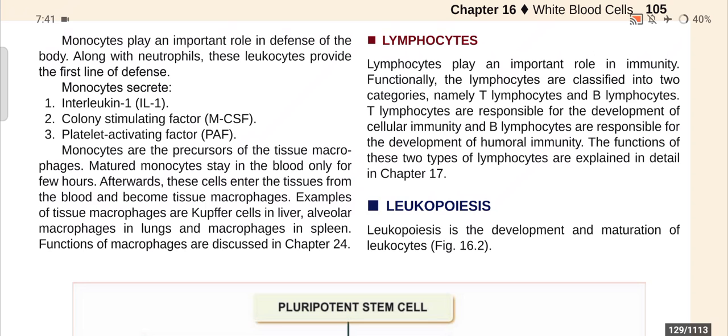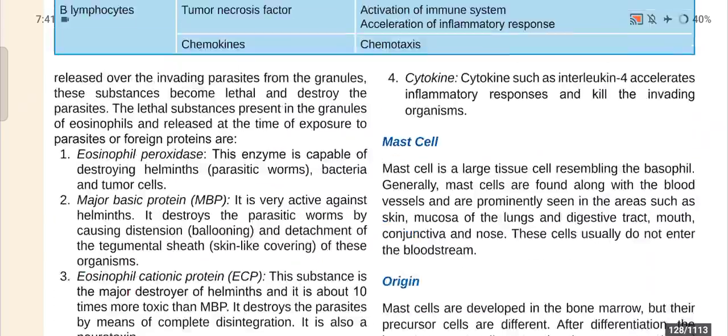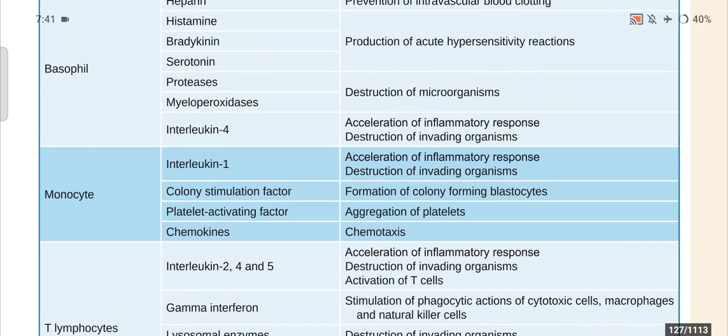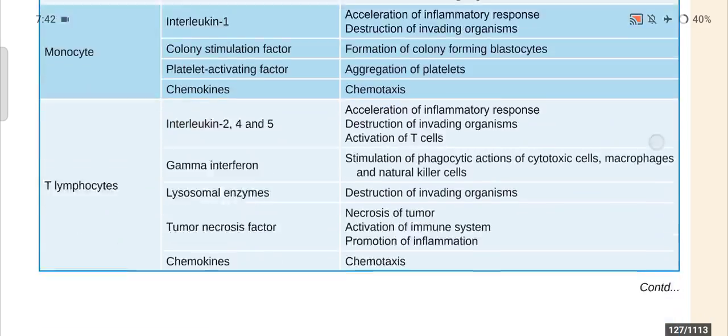Functions of the macrophages are discussed in chapter 24. We will discuss them in the later part. Then in the chart, the monocyte secretes interleukin 1, which accelerates the inflammatory response and destruction of the invading organisms; colony stimulating factor, which causes formation of the colony forming blastocyte; platelet activating factor or PAF, which is helpful in aggregation of platelets; and chemokines, which help in chemotaxis.